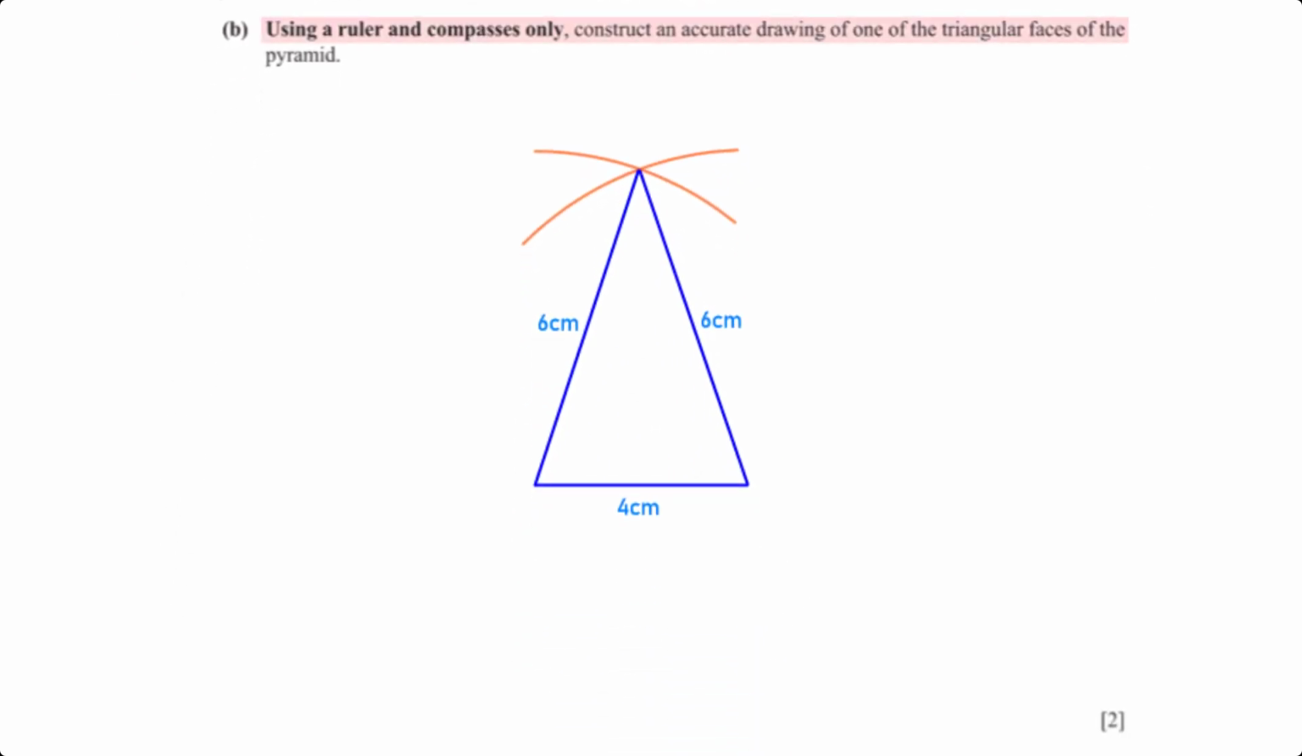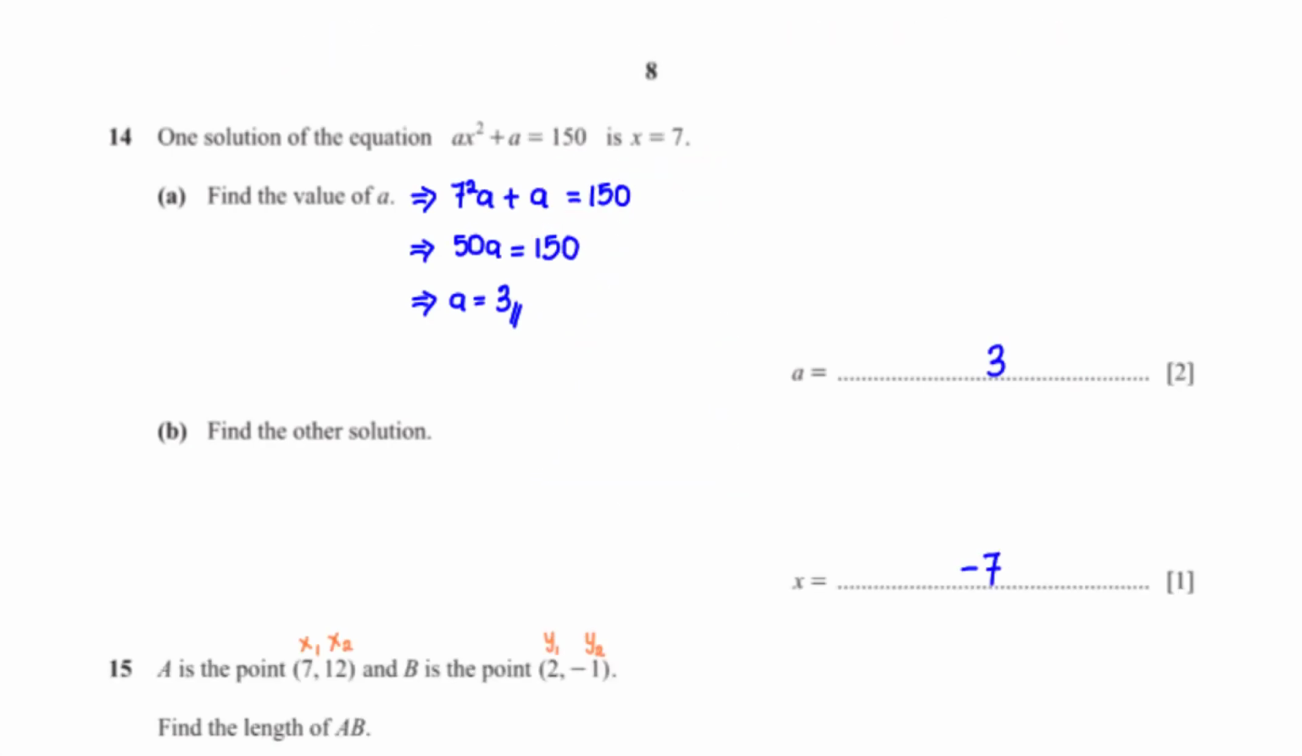Using a ruler and compasses only, construct an accurate drawing of one of the triangular faces of the pyramid. First, let's draw the base of the pyramid, which is 4 centimeters long. Then, opening the compass to 6 centimeters, we stand at one end of the base and inscribe an arc. Without changing the width of the compass, we stand at the other end of the base and inscribe another arc. Now we draw 2 lines from the ends of the base to the intersection point of the arcs to complete the triangle.